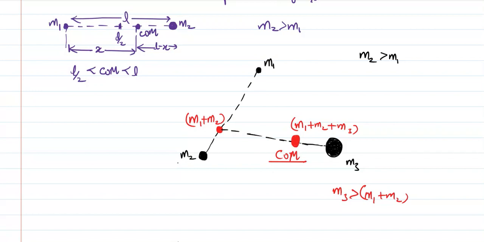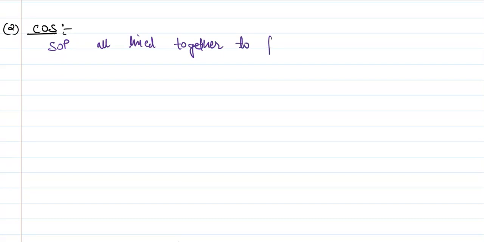Okay, now there is another system of particles we have. It is continuous object system. Now this system of particles, when the system of particles are all lined together to form an extended body, will be known as continuous object system. You can write: system of particles all lined together to form an extended body.